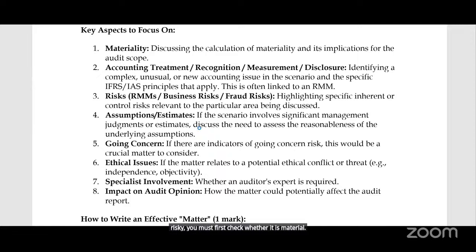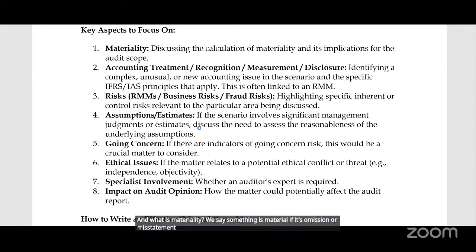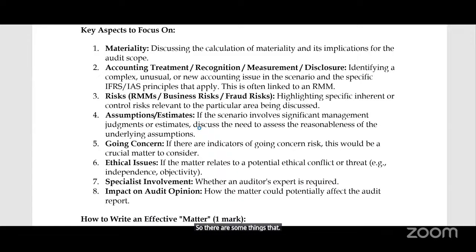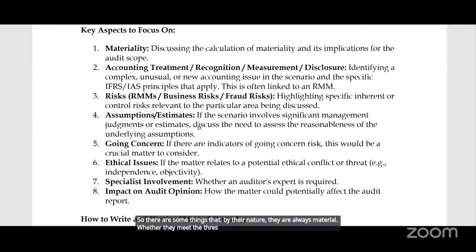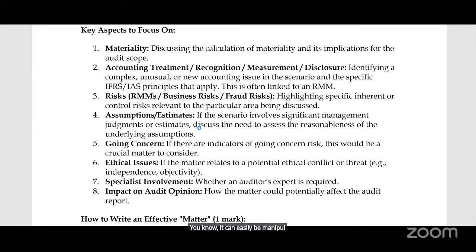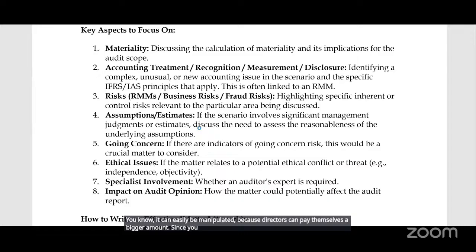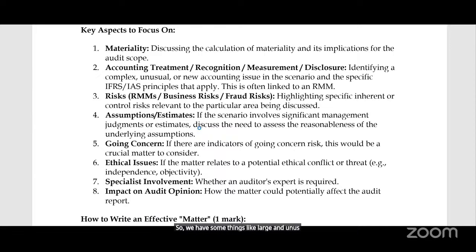What is materiality? We said something is material if its omission or misstatement is going to influence the decision making of users. There are some things that, by their nature, are always material, whether they meet the threshold or not. Something like directors' fees can easily be manipulated because directors can pay themselves a bigger amount. Since the auditor has been brought by the shareholders to check the directors, directors' fees is very material. We also have large and unusual questionable items. These things are mostly always material.